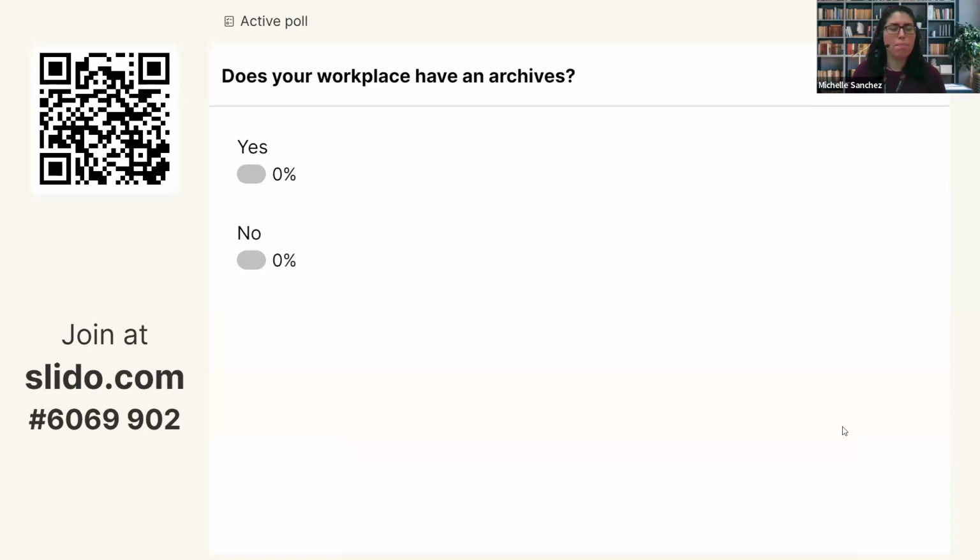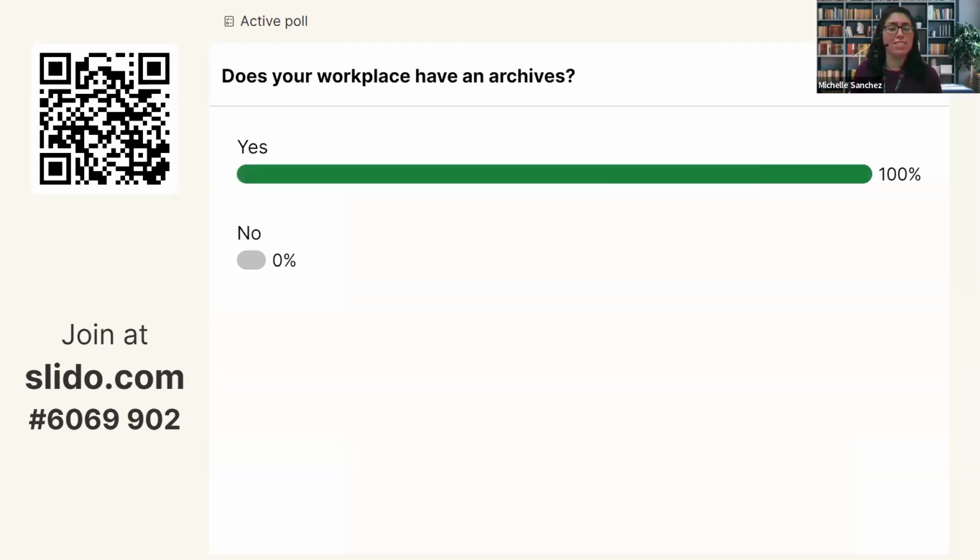I want to start off with a poll from Slido. You can use your phone, scan the QR code, or go to slido.com and enter the number 606-9902. I just want to ask, does your workplace have an archives or not? It doesn't matter where you're at, whether it's an academic library, corporate, school library, or public library. I know we usually tend to see archives mostly in academic and public libraries, but you never know. Sometimes I'm surprised with who has an archives or not.